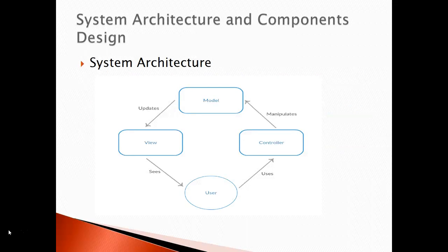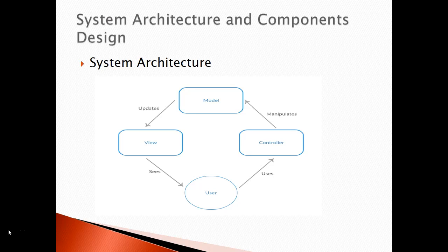Now, I will explain about the system architecture and components design. The canine robot system will be based on a MVC, that is a model view controller design. The MVC design requires the system components to be split into three categories, that is, model, view, and controller. This is an overview of how MVC works in our system. The user in the diagram refers to the operator.